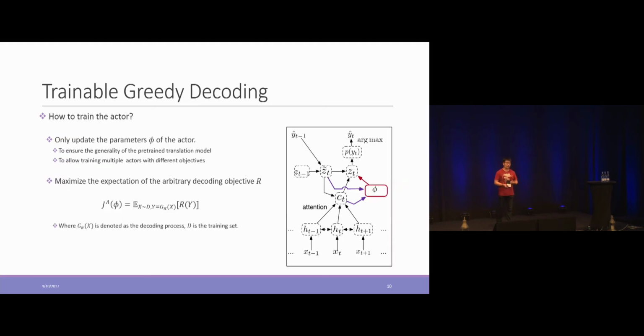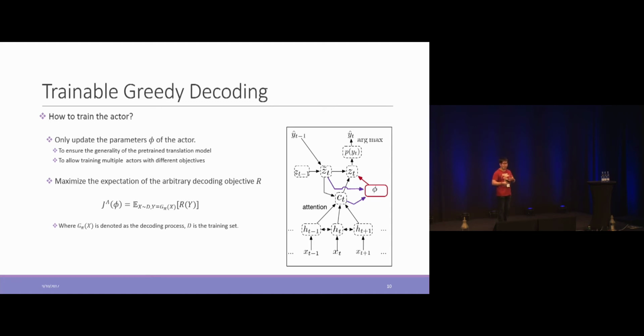The next question is how to train this actor. One thing we mention is we only need to update the parameter phi, which is the actor. We don't need to change the original model. That is to ensure the generality of the pre-trained transformer model will not be ruined by our algorithm. And it also allows us to train multiple actors with different objectives. So it's one training for many decodings.